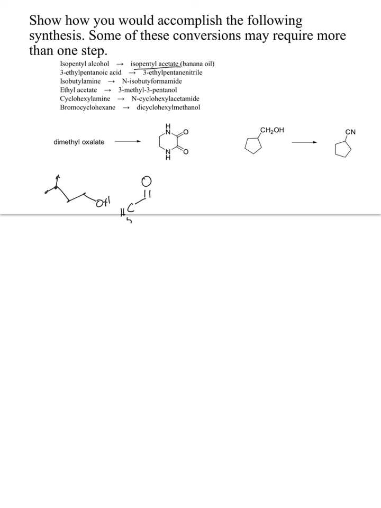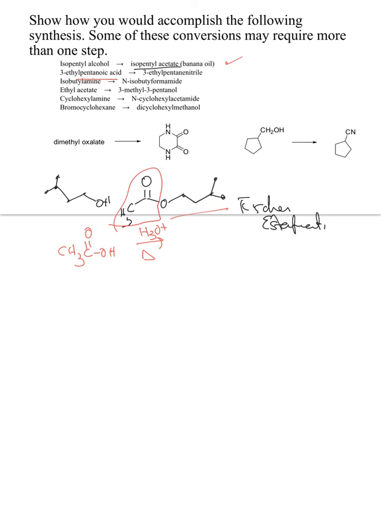So this is CH3, and then this is your 1, 2, 3, 4, 5. So basically you just take this acid, acetic acid, with your isopentyl alcohol and add H3O plus and some heat, and you're going to make that ester. Okay, here we have, this is the Fischer esterification reaction.